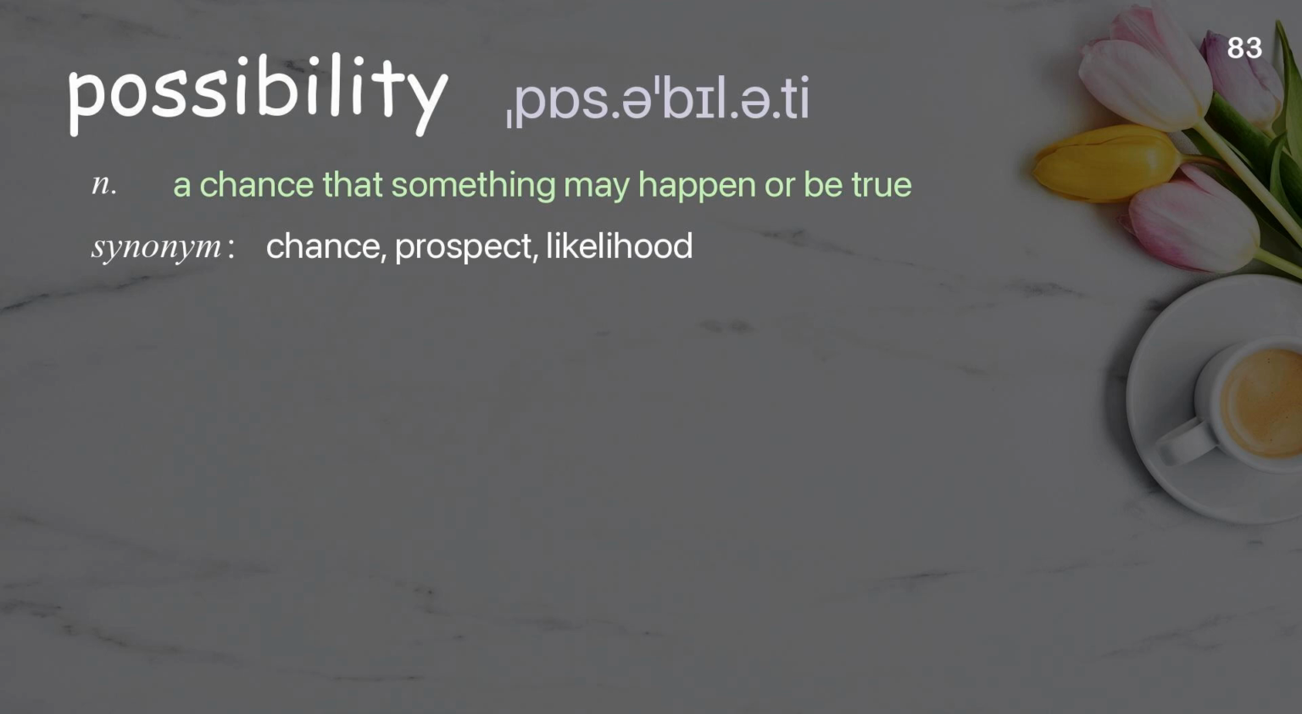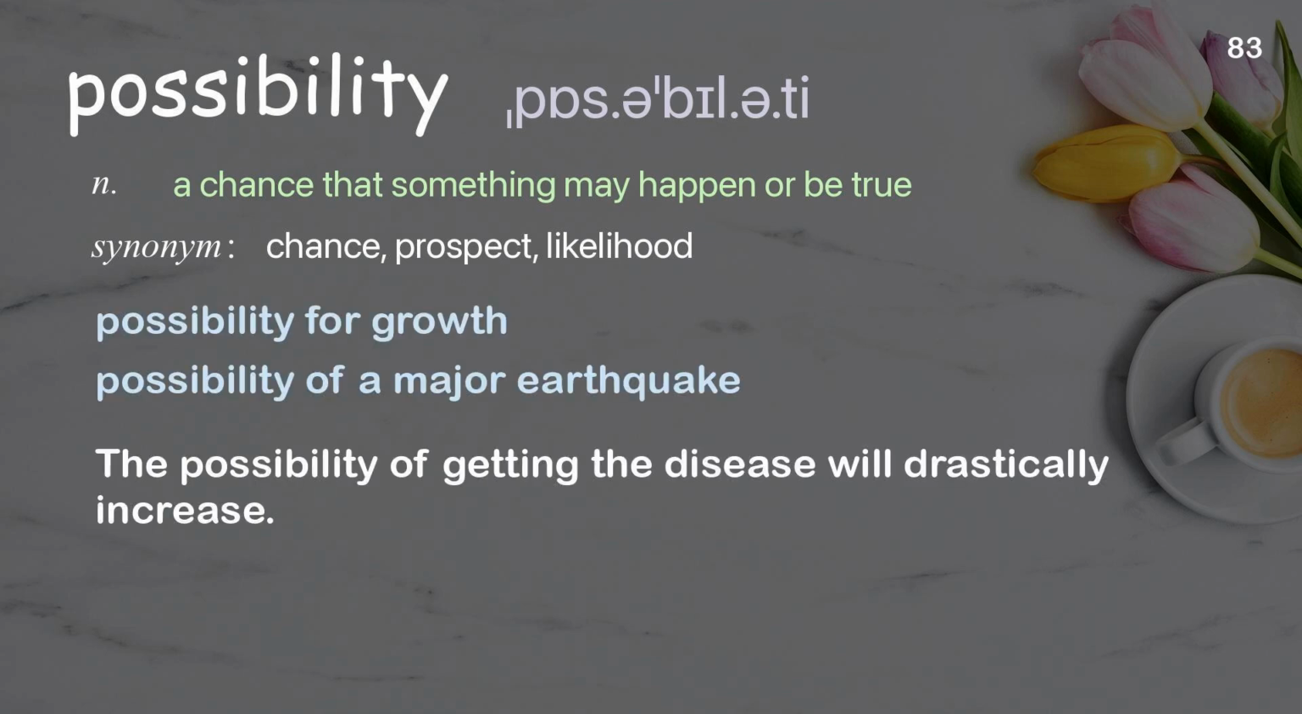Possibility: A chance that something may happen or be true. Examples: Possibility for growth. Possibility of a major earthquake. The possibility of getting the disease will drastically increase.